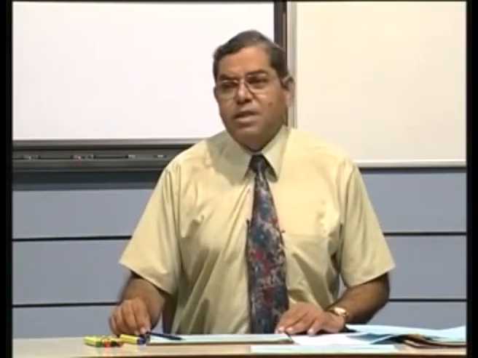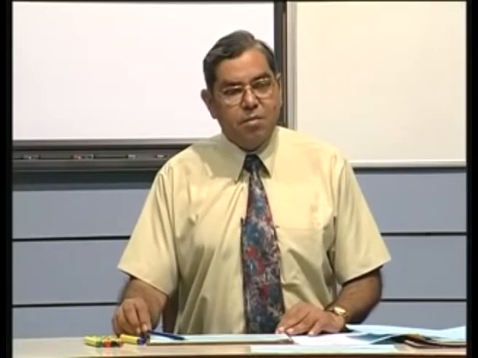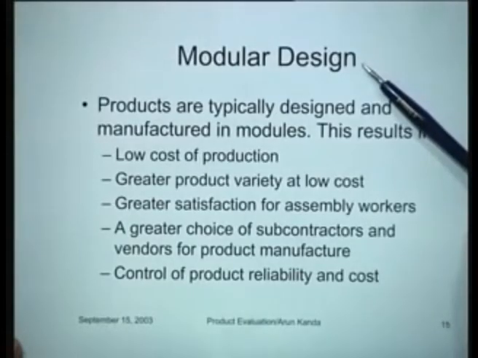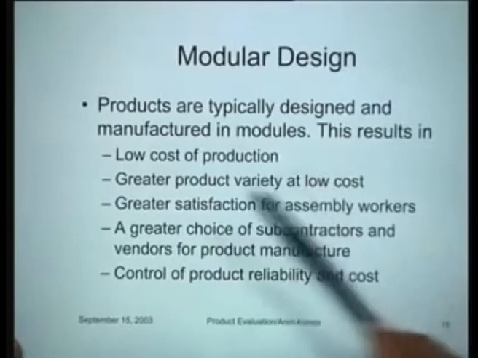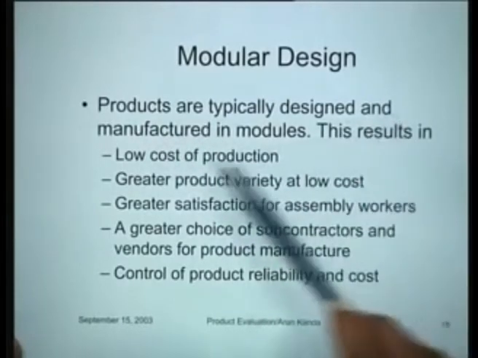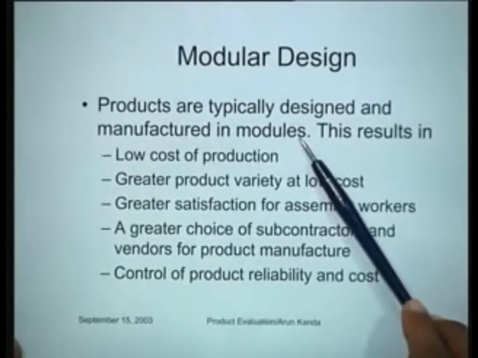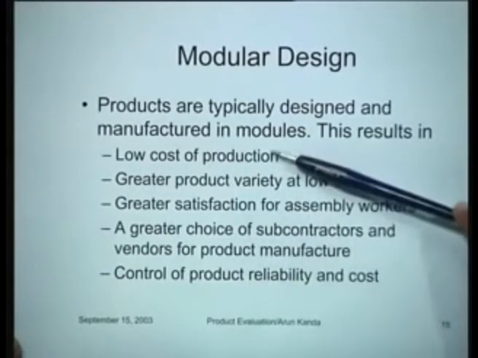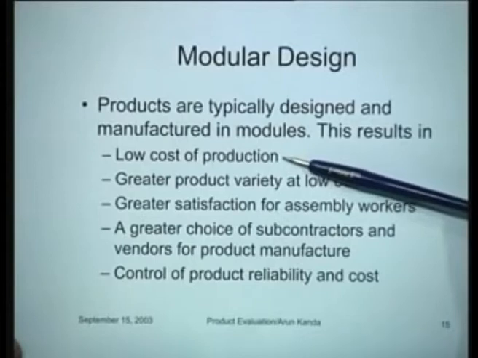Another important concept which occurs in product design is the notion of modular design. When you talk about modular design, we say that products are typically designed and manufactured in modules. Why? This results in various advantages. Some of the advantages are there is low cost of production if products are produced in modules.